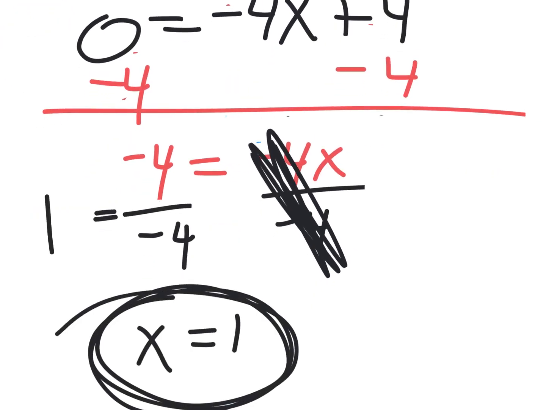I solved it. No, I didn't. Because they don't have y. Very good. When you have two equations, the place that they cross is a point.